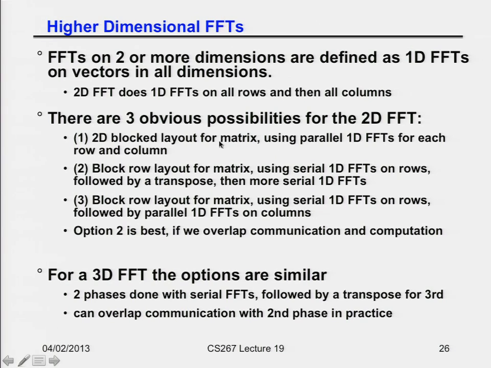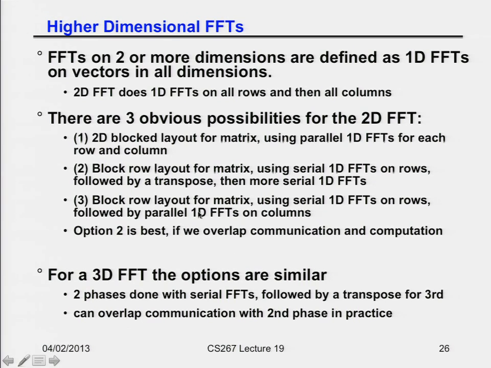That's one possibility. Another one is that I'm going to do a block row layout. So each processor owns n over p rows. And then if I start by doing row FFTs, they're all local to one processor. It's all serial, and so they all run embarrassingly parallel. They do the row FFTs. Then I transpose the entire matrix, so each processor owns a block of columns, and again, I do serial one-dimensional FFTs.